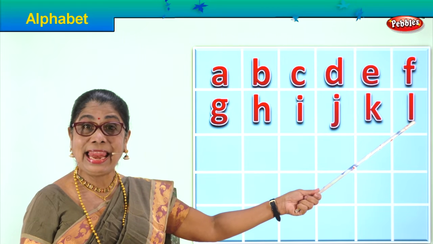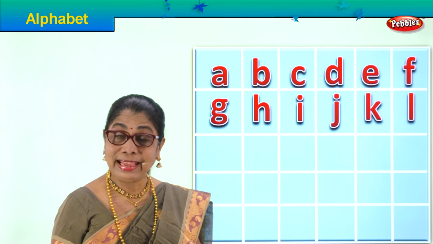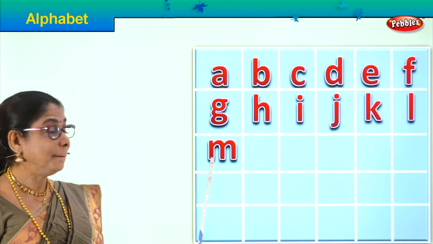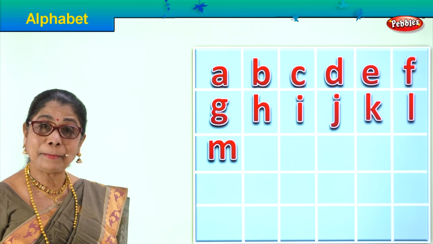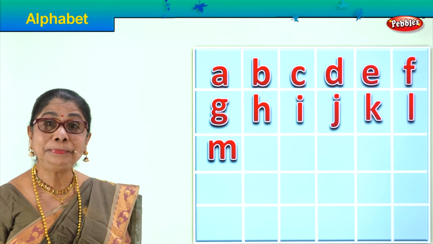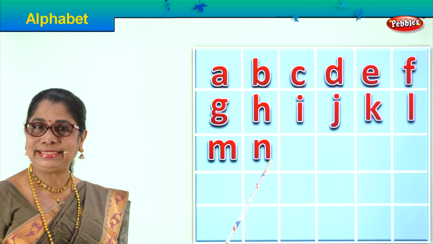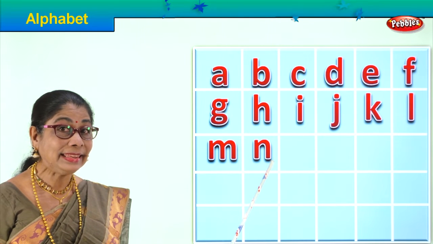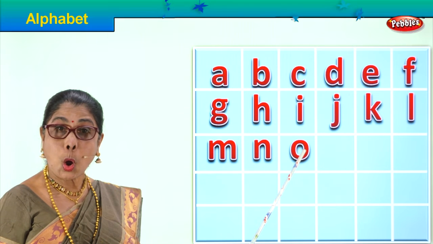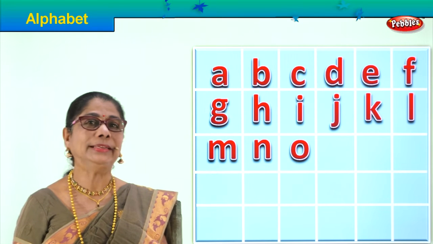Very easy to write. L. Leg. What's the sound? L. Leg. After small letter L comes letter M. Man. Sound M. Man. Sound M. Next, we have letter N. And the sound is N. Nut. The next letter is O. Owl. What is the sound? O. Owl. O is the sound.